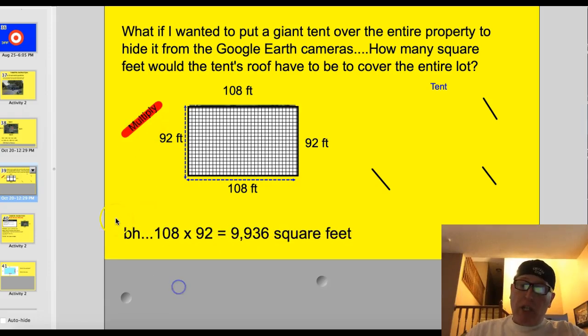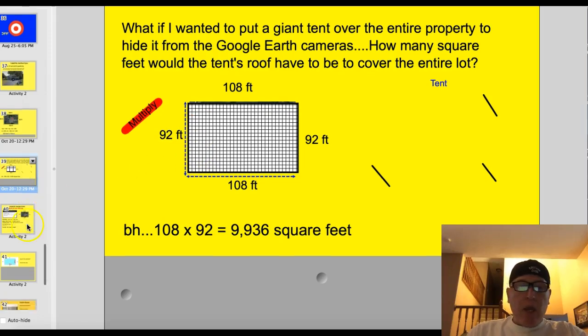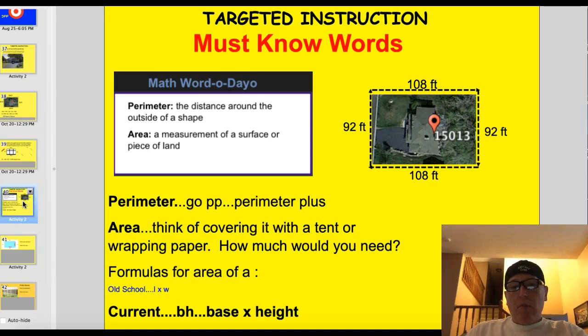All right, so that's going to be, we're looking at the base, here's the base of it, times the height. 108 times 92, that would be 9,936. Now you've got that square feet because it's two-dimensional here. Okay? You can even see the squares in there. That's why I picked that one. All right, let's take a look at a little math word rodeo.